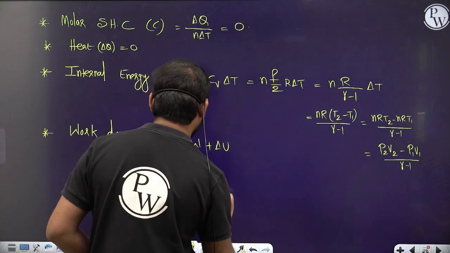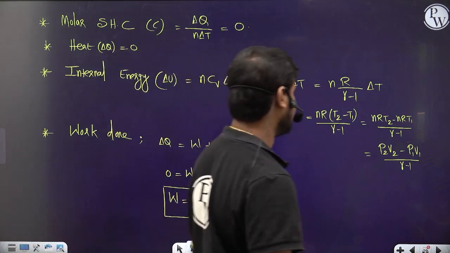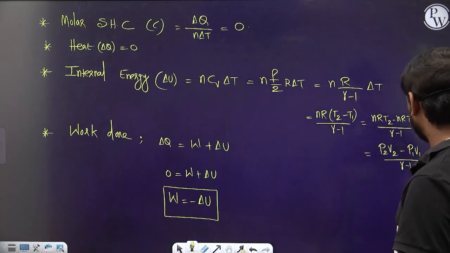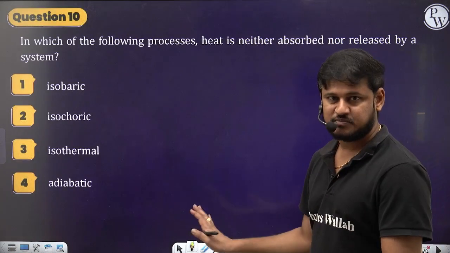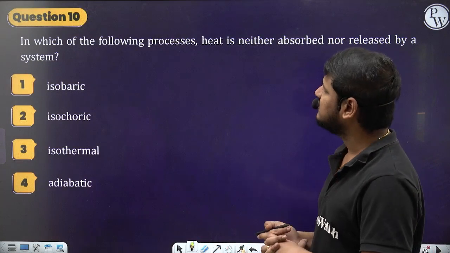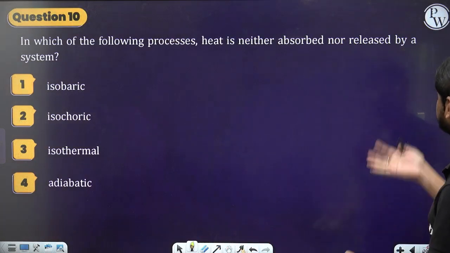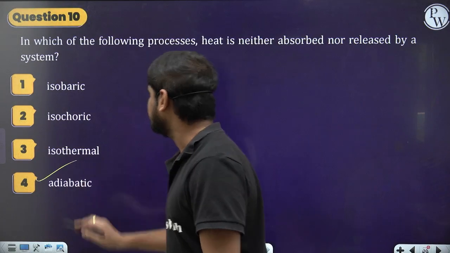Done. Chalo. So this is what you have to remember. You summarize all the processes at one place and then write the formulas. Okay. So in which of the following processes is heat neither absorbed nor released? Adiabatic, right? Chalo.